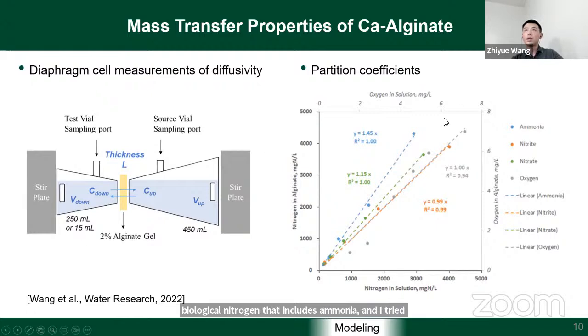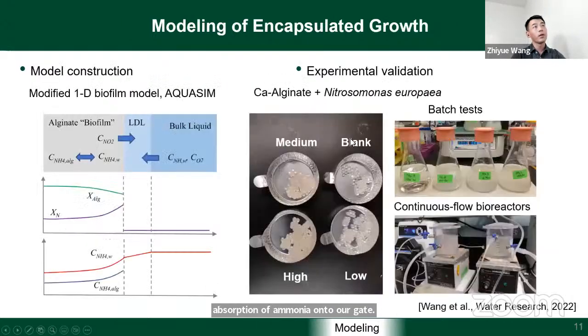At the same time, we did experiments to measure the partition coefficient, shown on the right-hand side. A partition coefficient close to 1 means there's no preferential partition between the alginate phase on the y-axis and the aqueous phase on the x-axis. And in the case of ammonia, we actually observed a slight absorption of ammonia onto alginate. That's shown in the blue line.